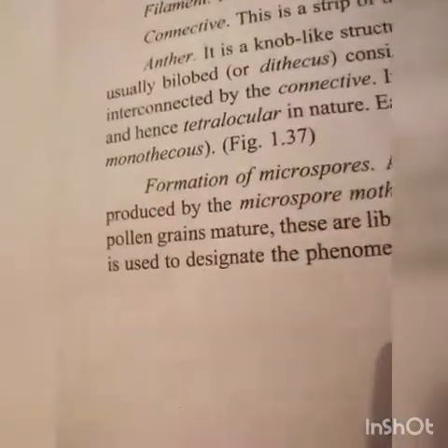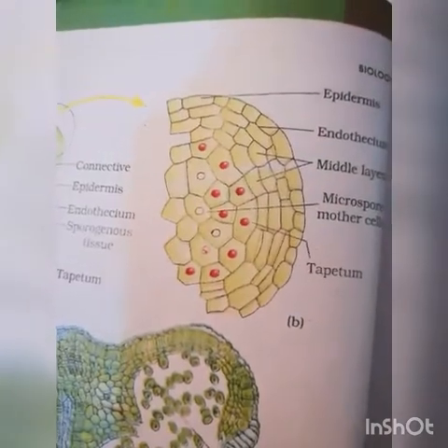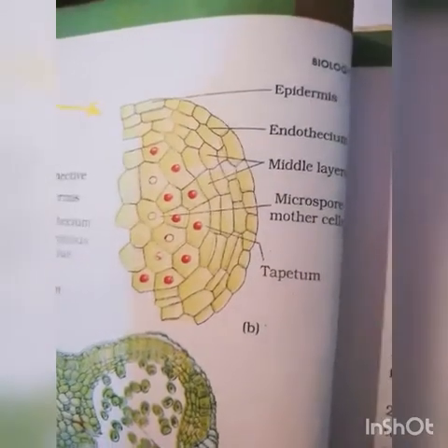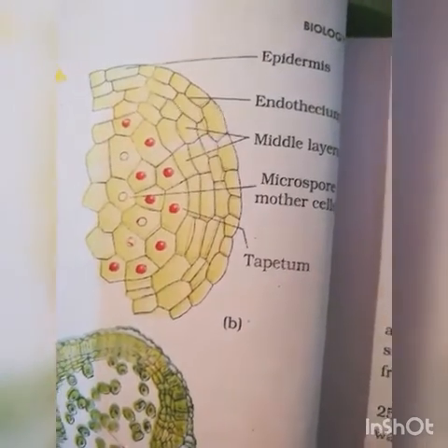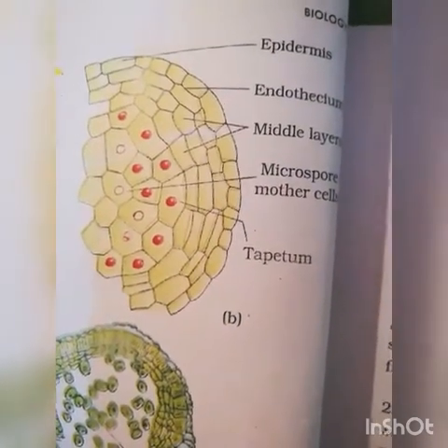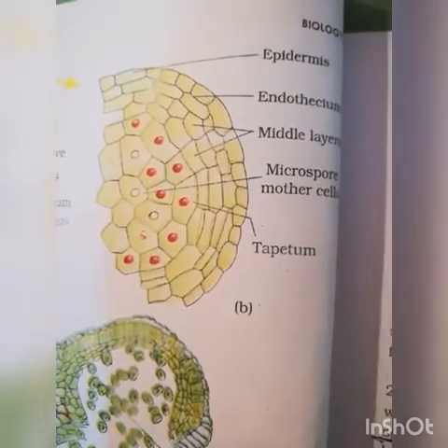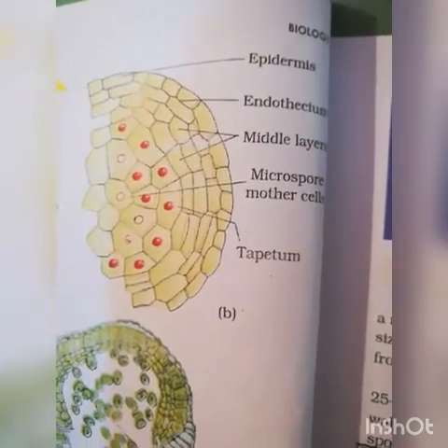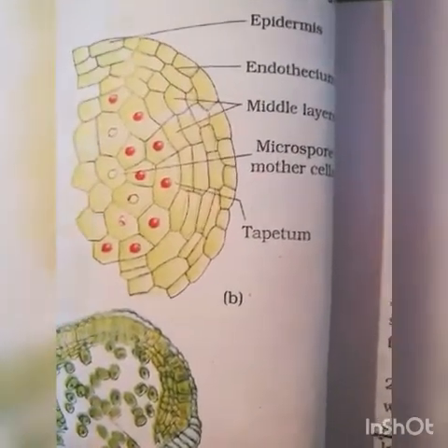Here see the structure of anther and its wall. Anther wall is made up of four layers: epidermis, endothecium, middle layer and tapetum. In the center is the microspore mother cell, which helps in formation of microspores. Tapetum is the layer which provides nourishment to developing microspores or pollen grains.